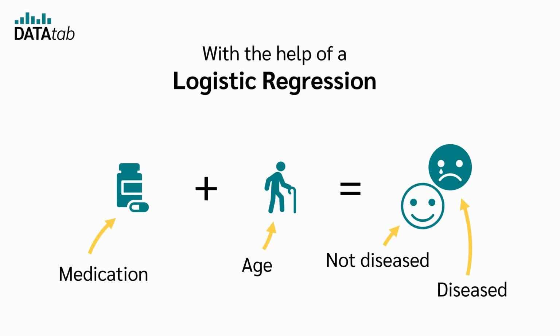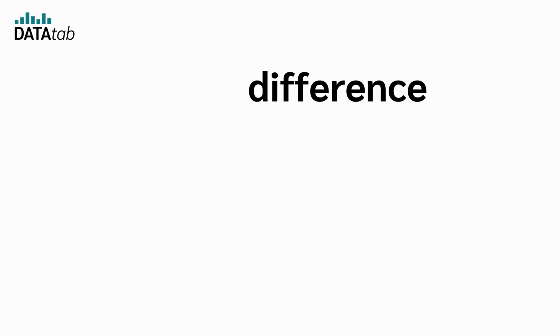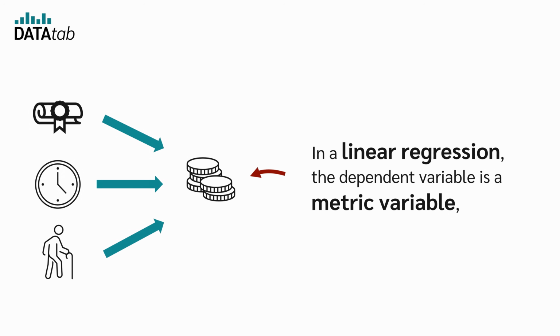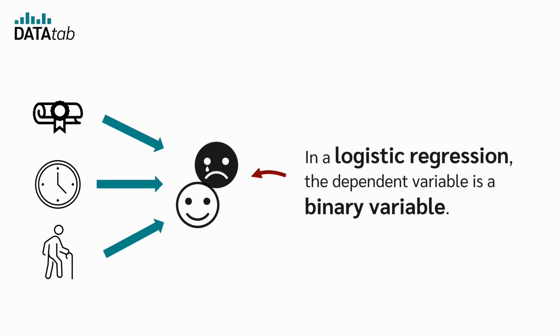Now, with the help of a logistic regression, we want to infer or predict the outcome variable based on the independent variables. Okay, but what is the difference between a linear and a logistic regression? In a linear regression, the dependent variable is a metric variable, e.g. salary or electricity consumption. In a logistic regression, the dependent variable is a binary variable.